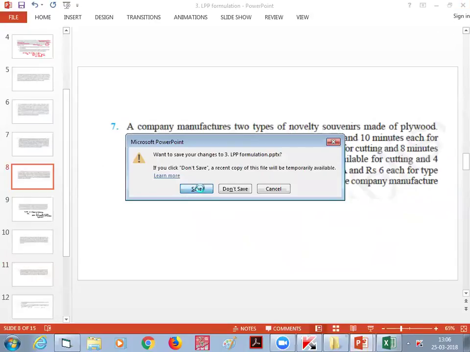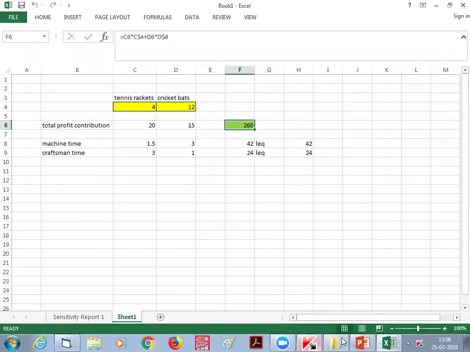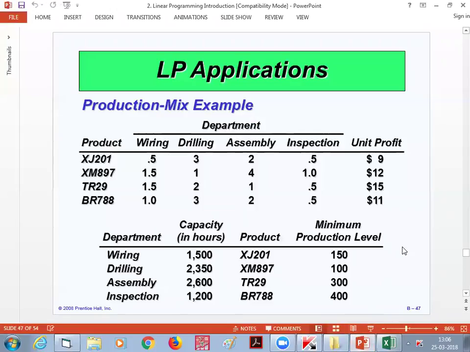So I'll just save that. Okay, let's do one with 4 variables. So here's a product mix problem with 4 variables. So what do we have? We have 4 products, let's call them A, B, C, D.